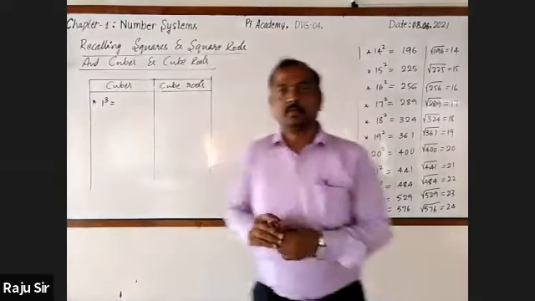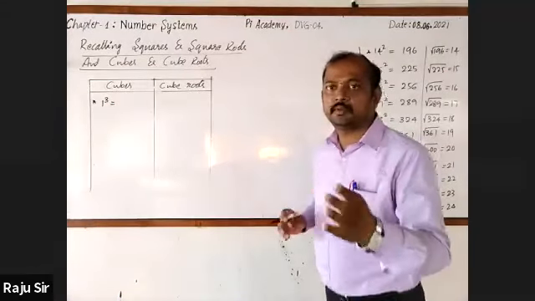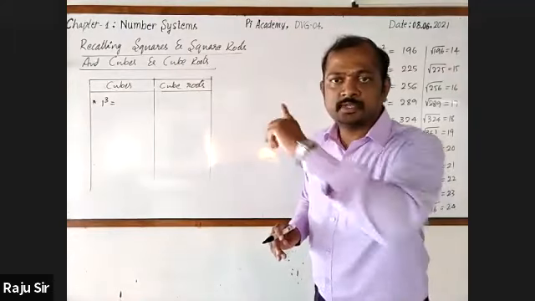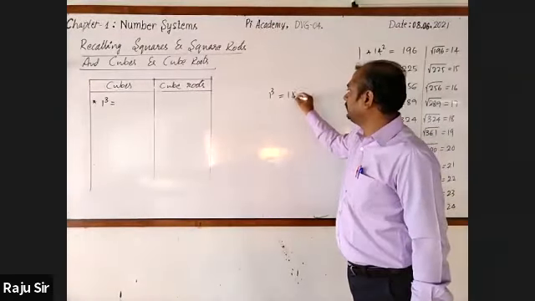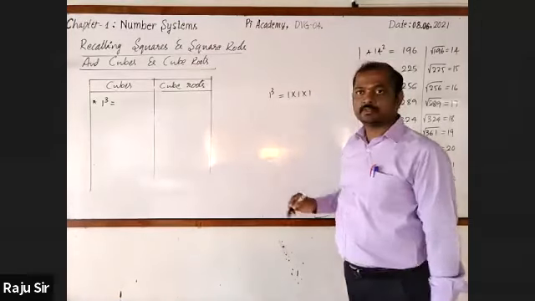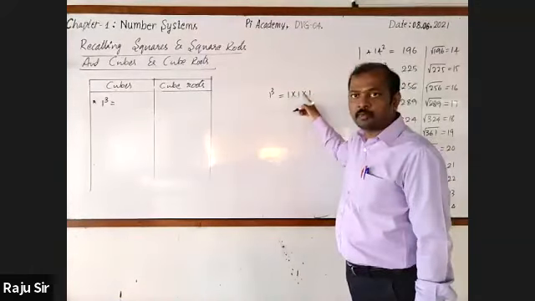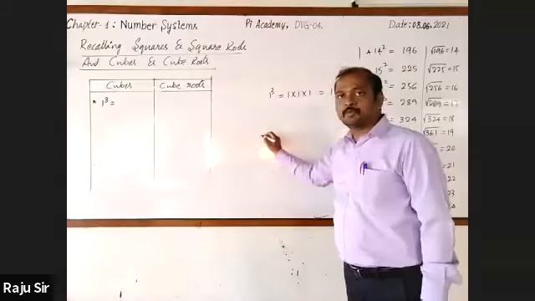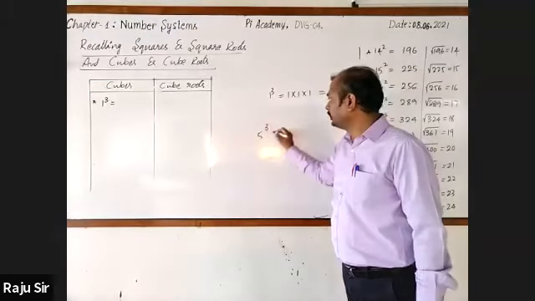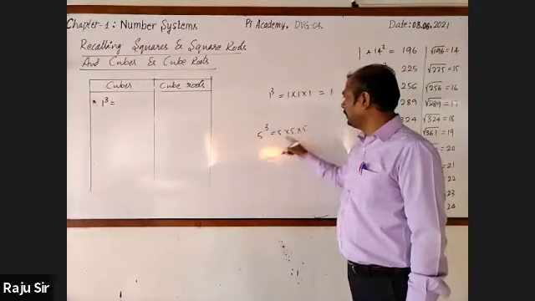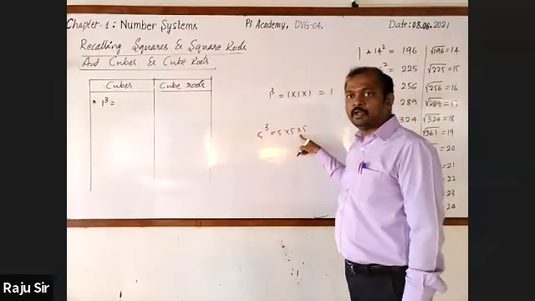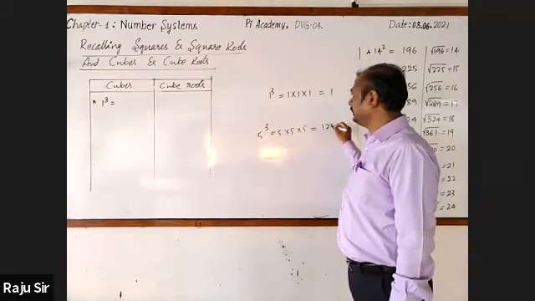Look at the board. Don't write, just observe them. If 1 cube is there, you have to multiply 1 three times. 1 ones are 1, 1 ones are 1, like this. If 5 cube is there, it can be written as 5 into 5 into 5. 5 5s are 25, 25 5s are 125, like this. Got it?